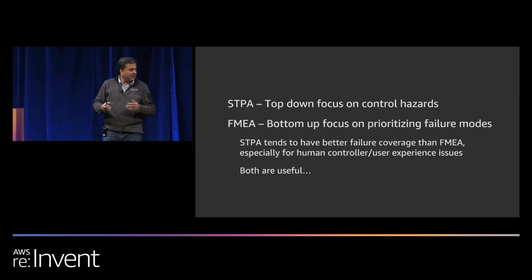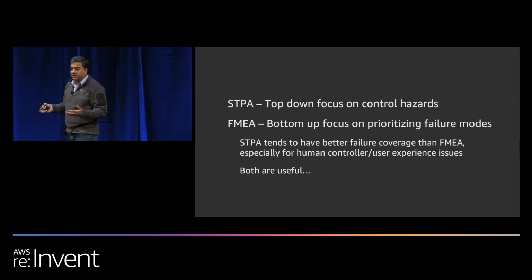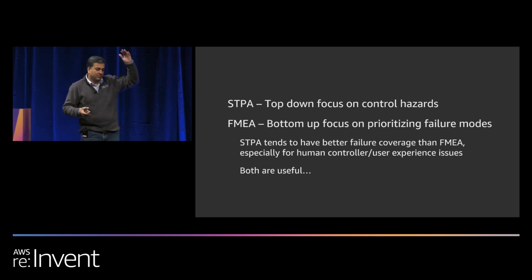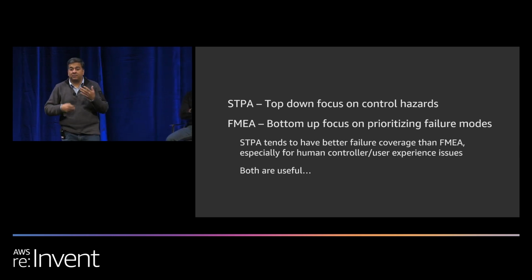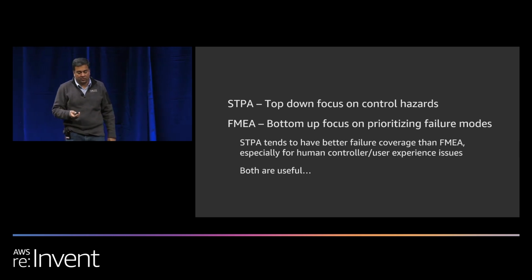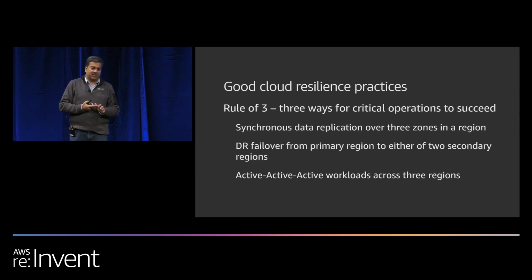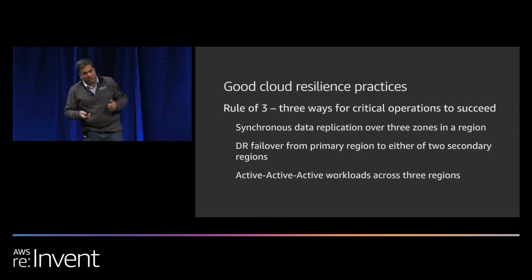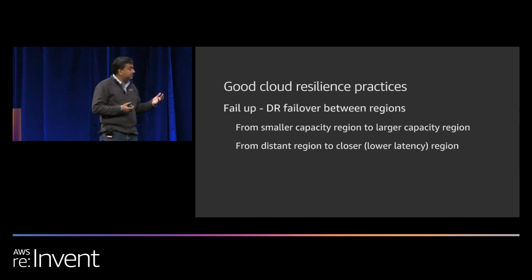So bottom line, you have two methods to do application resiliency. One is top-down, STPA, which looks at more of a business perspective, and the other one is FMEA, which is a bottoms-up approach. You get good results in both of them, so both are useful. And I would say, finally, use some best practices when designing cloud, right? So rule of threes, make sure you have a backup of a backup, make sure you have multi-region deployment, active-active, things like that. Then you have failover.